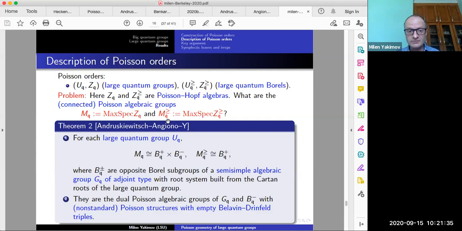And the second part that describes the Poisson structures is that the Poisson structures on these groups are precisely the dual Poisson-Lie groups to the groups GQ and DQ minus, where GQ and DQ minus are equipped with Poisson structures from the Belavin-Drinfeld classification, but where the Belavin-Drinfeld triple is trivial. So to come back to the very early question of Kohler, we still have everywhere Poisson structures that have empty Belavin-Drinfeld triples. And in order to get non-empty Belavin-Drinfeld triples, we have to consider even more general quantum groups than the ones that appear here.